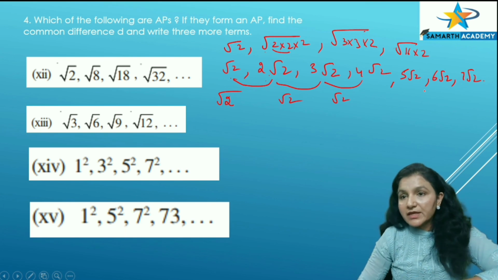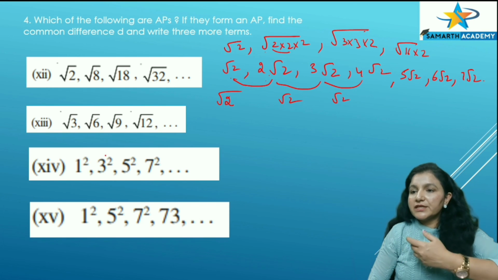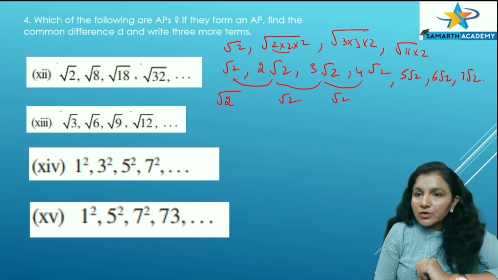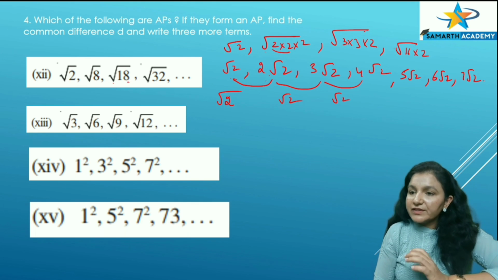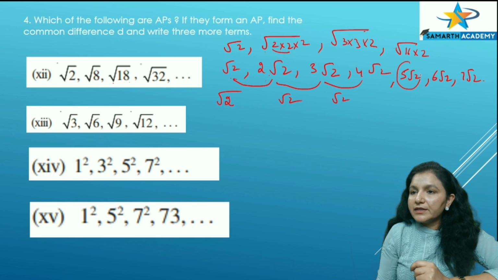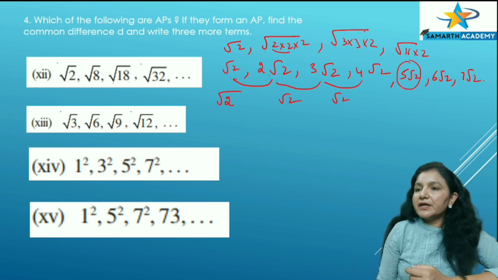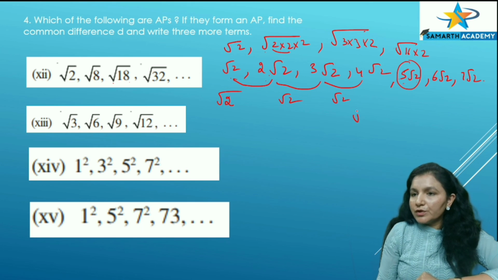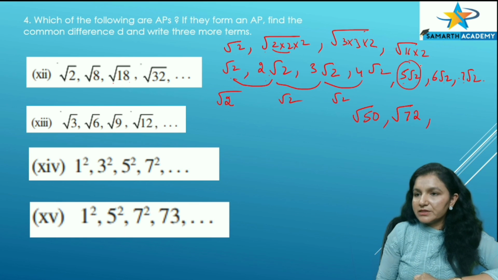And always, we have to answer in the way the question is asked. So here, root 8, root 18, everything is under root. So what we will do, we will try to put this also under root. So 5, when it goes under root, it becomes 25 into 2, which is root 50. 6, when it goes under root, it becomes 36, 36 into 2, 72. 7 goes inside, 49. 49 into 2 is how much? 98. So these are the next three terms of the given AP.